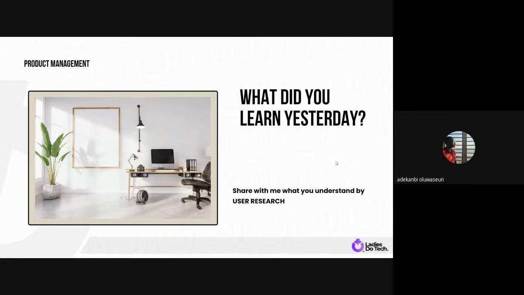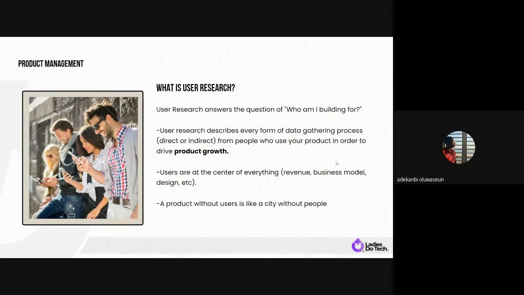Everyone has spoken very well. So let's delve deeper into what our agenda for today is. User research answers a very critical question: who am I building for? For all the products in the world, at the point of development, you must always consider who you are building this for. User research helps in answering this question and much more.